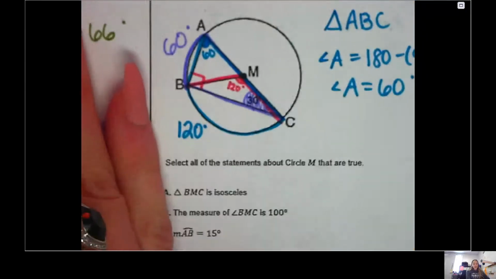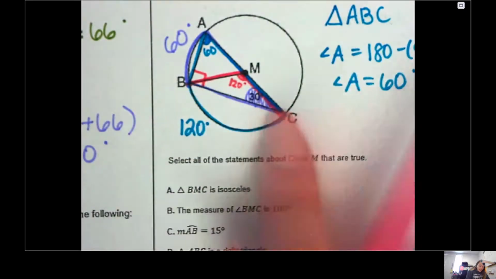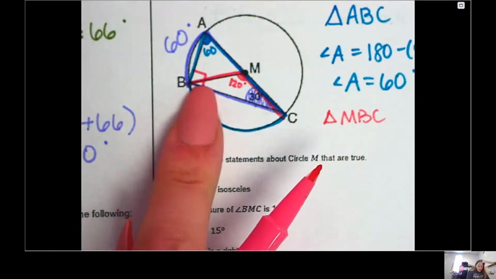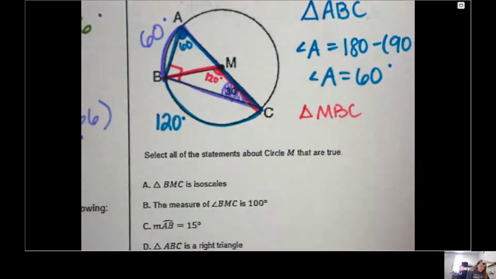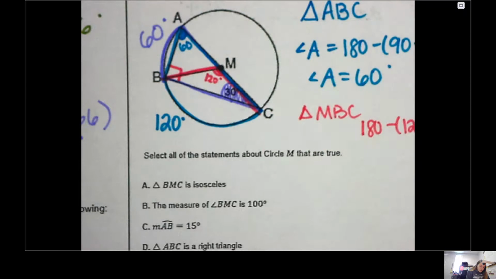And so because that's 120, I now have another triangle in this picture. Oh my gosh, here's the other triangle, MBC. And I could figure out this little piece of angle B because I've got the 120 and 30. So I'll subtract it from 180 and that'll give me what's left over for this little piece in here. So this is 30 degrees. So this angle right here is also 30 degrees.